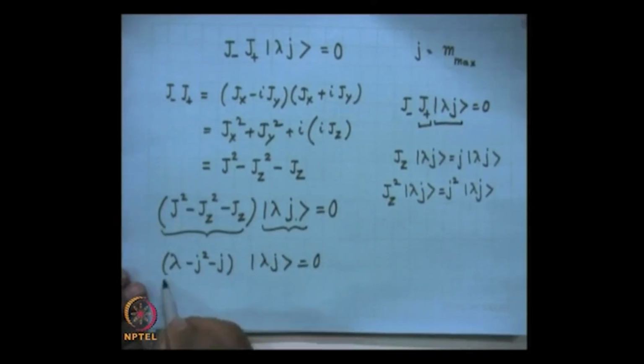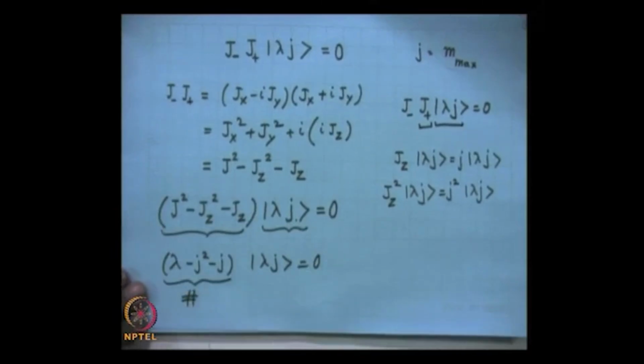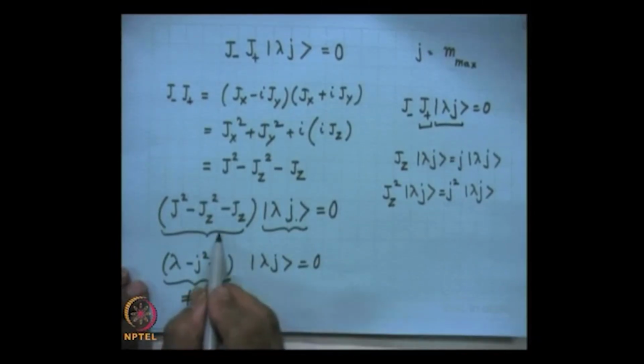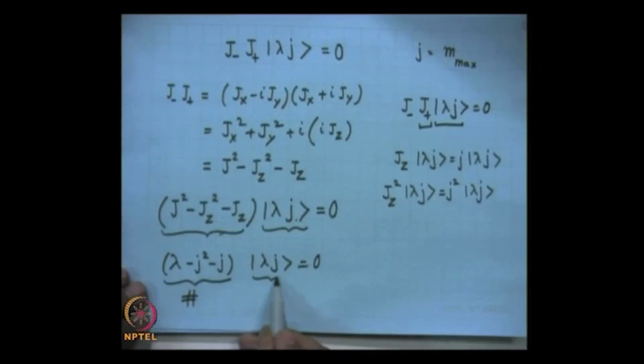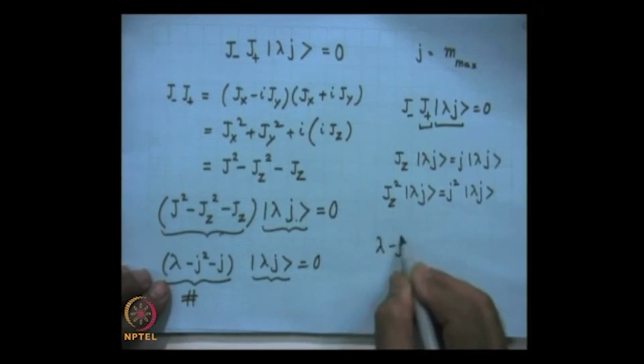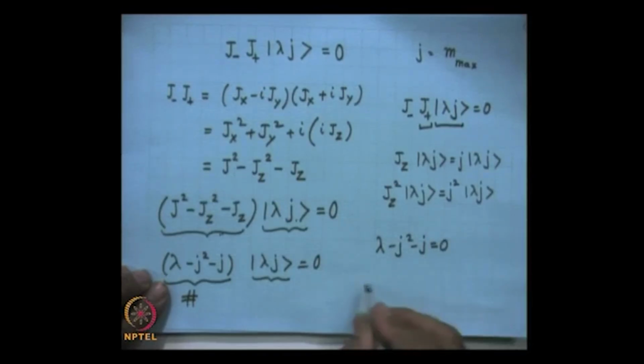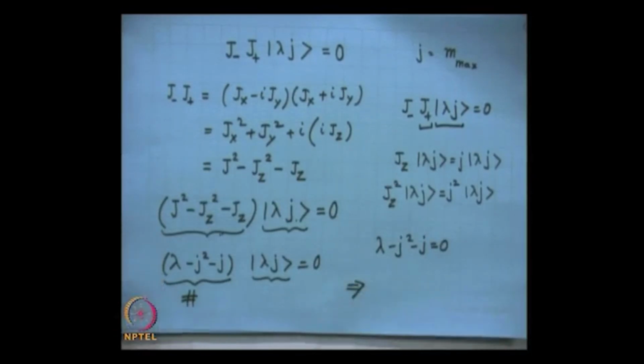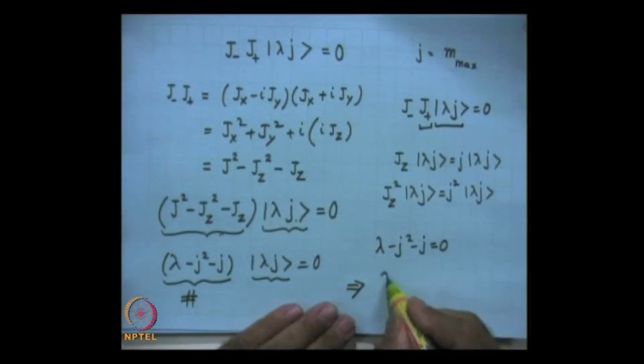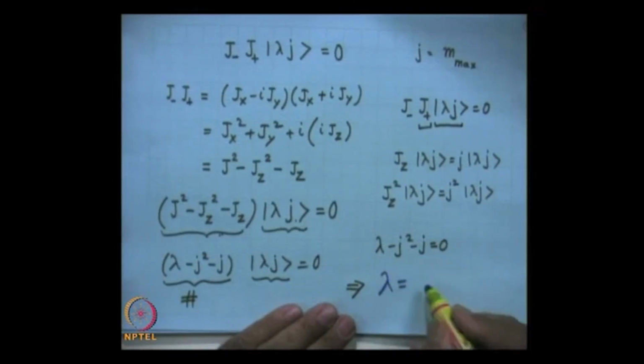Now, here this quantity is a number. This is an operator, it is a non-null operator, but this is a non-null ket by definition. So, this number must be 0. So, lambda minus j square minus j is 0, which is really beautiful, and gives me the result that lambda must be equal to j square plus j, or j into j plus 1.